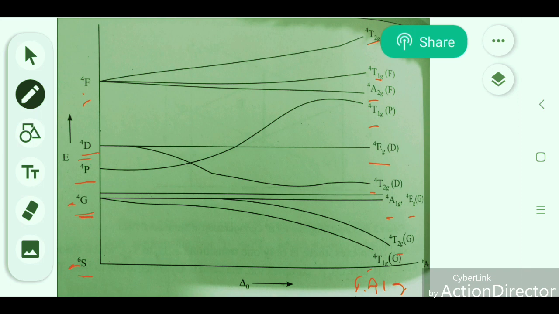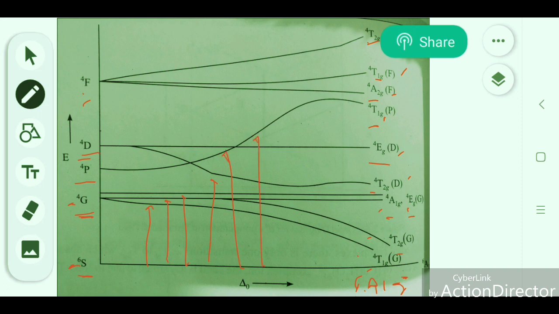And in this, how many transitions can we see from the diagram? How many excited states are there? 1, 2, 3, 4, 5, 6, 7, 8, 9, 10. So because there are 10 excited states and one ground state, that is A1g, there may be the possibility of 10 transitions. So in case of D5 configuration, there is a possibility of 10 transitions.